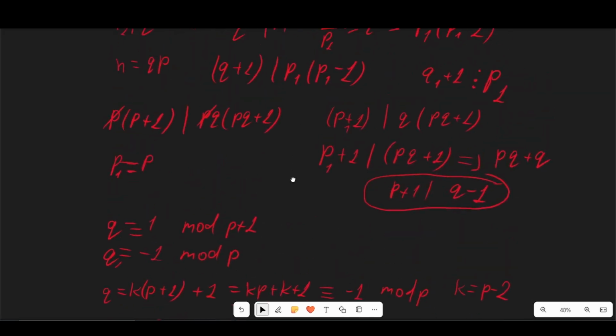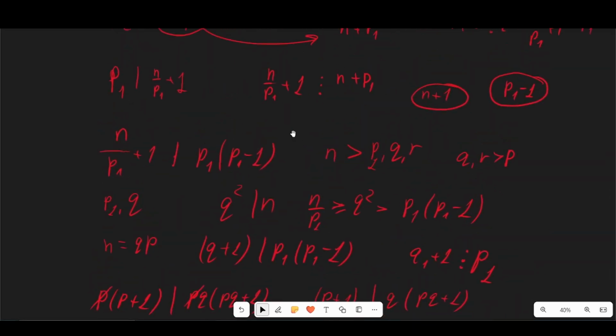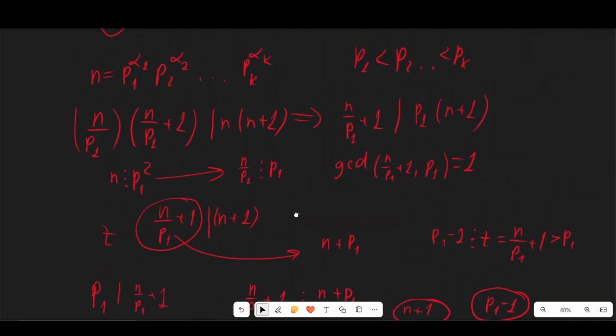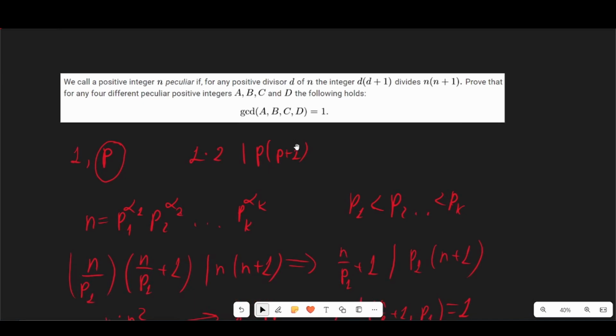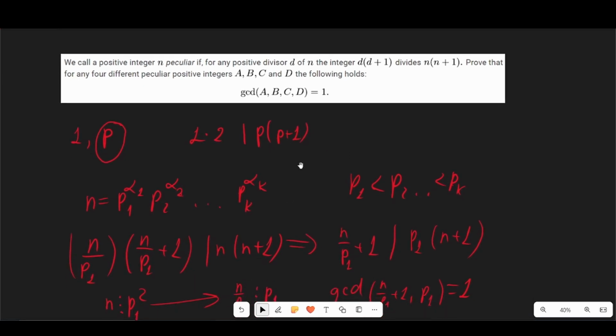So this is impossible for the 4 numbers to have their GCD greater than 1, because this prime number must divide 4 numbers, and this is impossible.